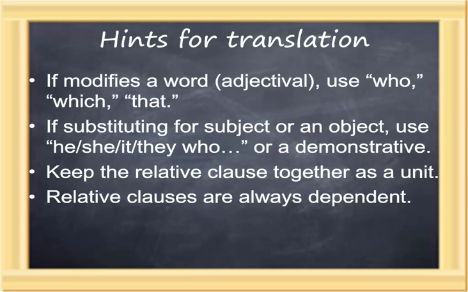So again, if a relative pronoun and its clause modifies a word, it's functioning adjectively and use who, which, or that. If it's substituting for the subject or an object, you might use he, she, it, or they, who, or a demonstrative. Always remember to keep the relative clause together as a unit. When I was first learning to translate, I put brackets around it to make sure I was remembering what was a relative clause. And do remember that relative clauses are always dependent. They're not the main clause all by itself.